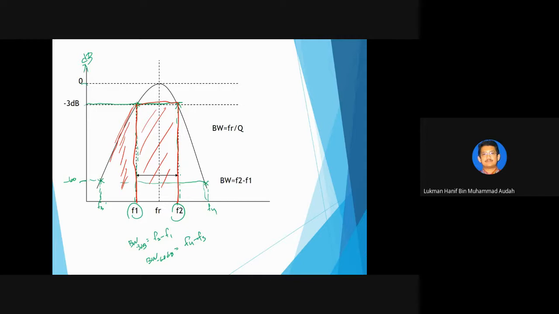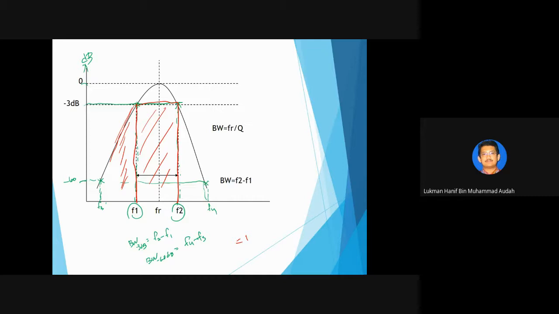Tetapi adanya real world punya filter, dia ada skirt tepi lah. So maknanya kita nak melihat bandwidth itu, ratio of the bandwidth. Shape factor itu bandwidth of the minus 60 dB dibahagikan dengan bandwidth of the minus 3 dB. So ideally, secara idealnya kita inginkan shape factor ini close to 1.